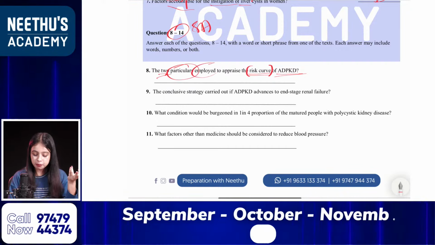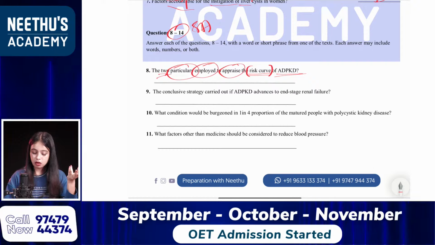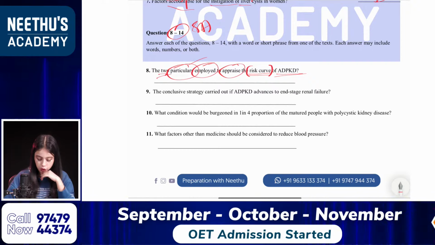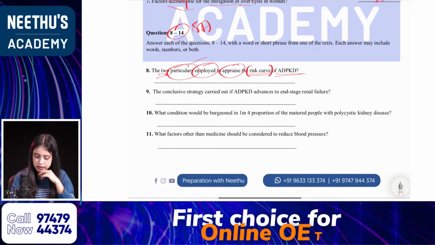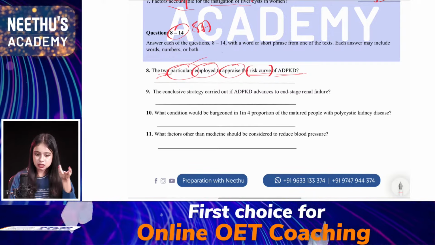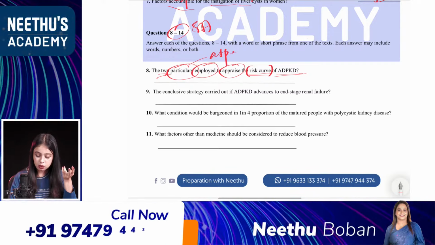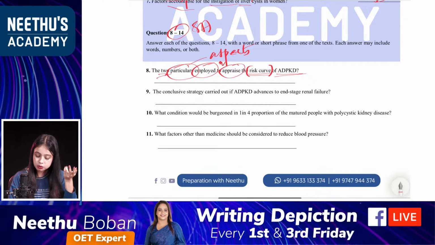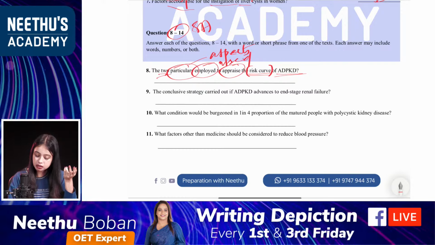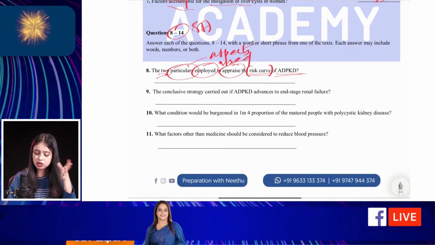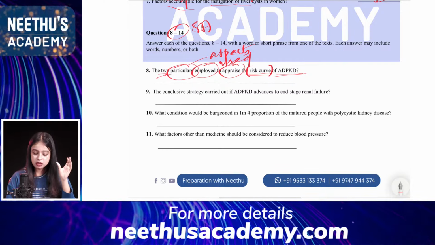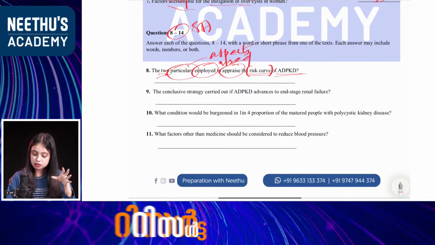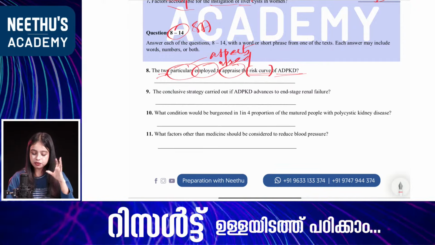Particulars, employed, appraise. Okay, so particulars, which means what? Levels, I can say what? Aspects. Okay, that is the best word. Aspects. Employed means used. Appraise, and what do you mean by appraise here? Can you connect? The two aspects used to appraise the risk curve of ADPKD.